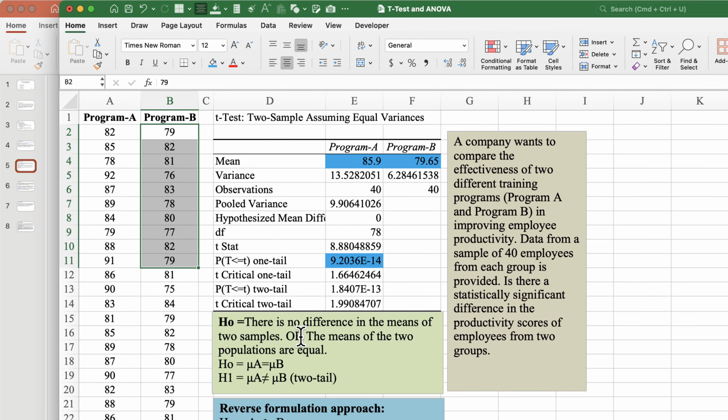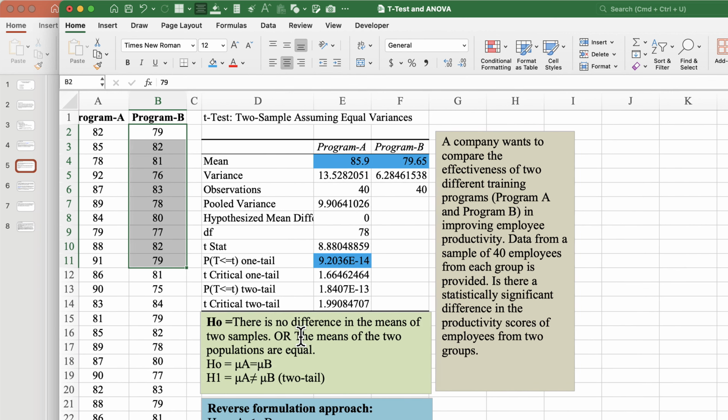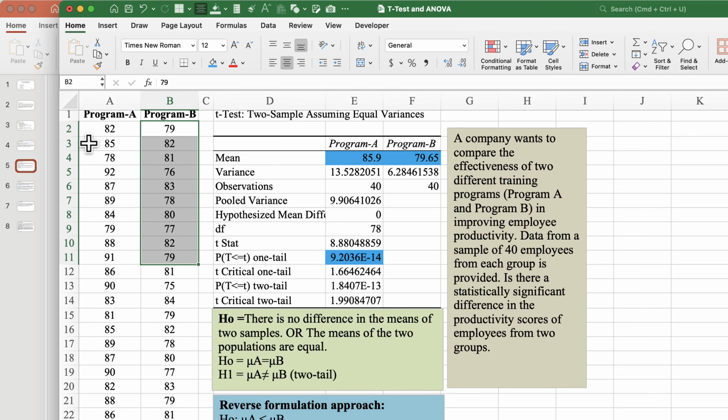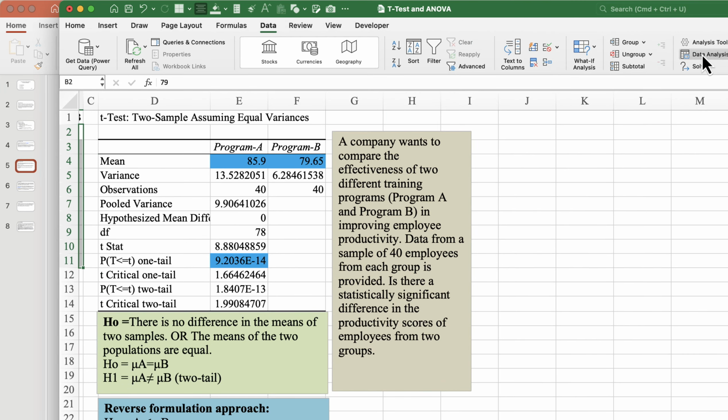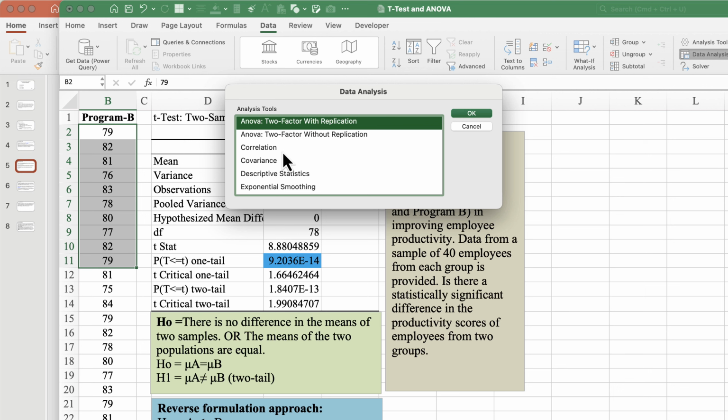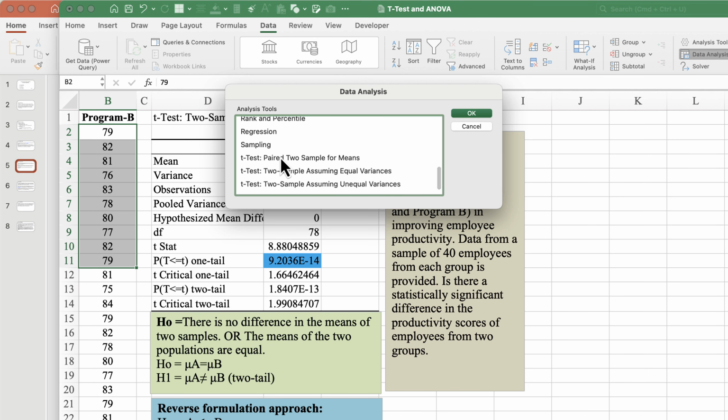The mean of program A is less than or equal to the mean from program B. Now for this purpose, we'll be conducting a two sample t-test because we know we have two independent samples. Click on Data and then click on Data Analysis, and then in Data Analysis go to t-test. So here you see t-test two sample assuming equal variance.